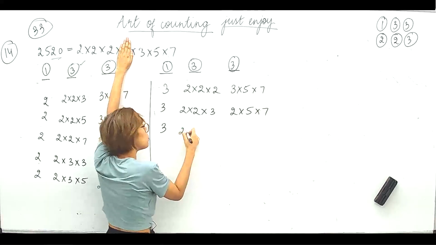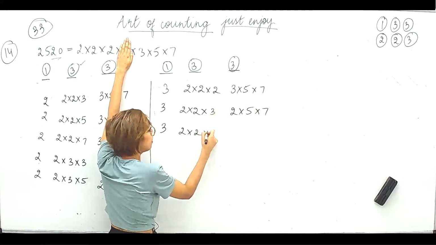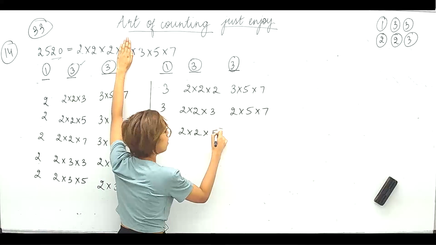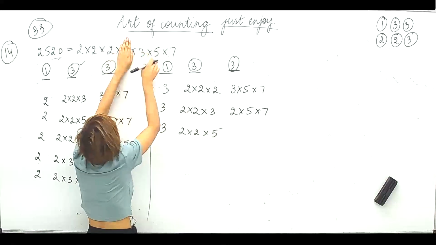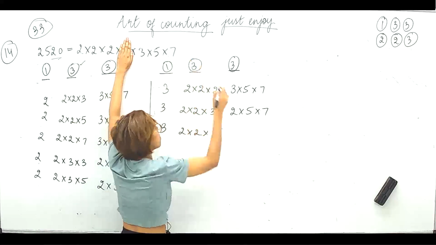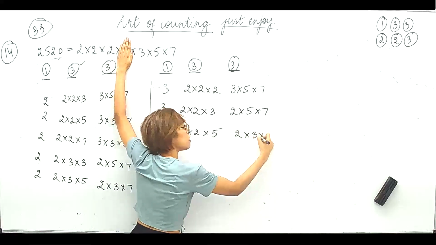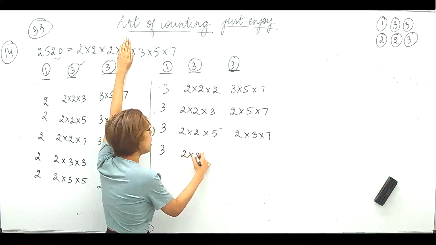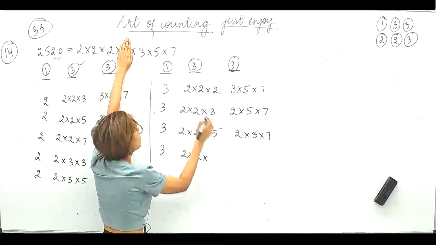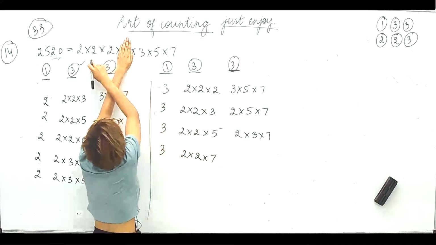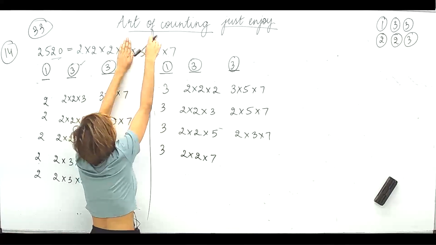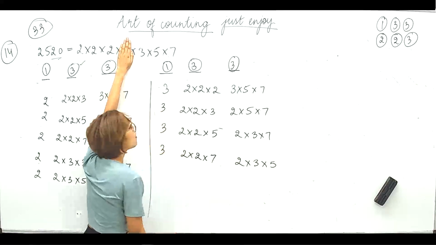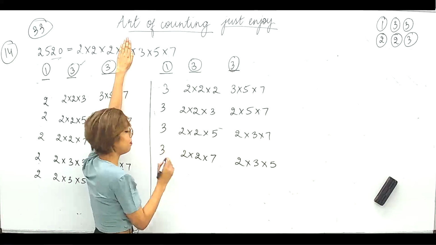So 3 again, so 2 into 2, now 3, let's take 3 again. No, let's not take 3, let's take 5 now. So if I'm taking 2, 2, 5, I'm left with 2, 3, 7. 2 into 3 into 7. Right? So 3 again, so 2 into 2 into. Now instead of 5, let's take 7. So 7 here. I'm left with 2, 3, 5. So 2 into 3 into 5. So now I've exhausted the 2 into 2 ones, right?